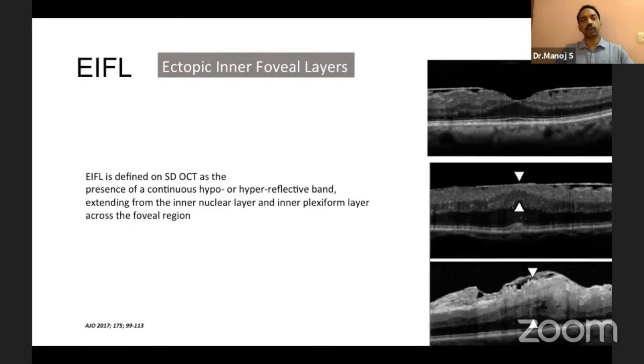Coming to the last entity, ectopic inner foveal layers. Now, this again is an entity that is seen in epiretinal membranes. EIFL is defined on the spectral domain OCT as the presence of a continuous hypo or hyperreflective band extending from the inner nuclear layer and the inner plexiform layer across the central foveal region, and that's a catchword, the central foveal region.